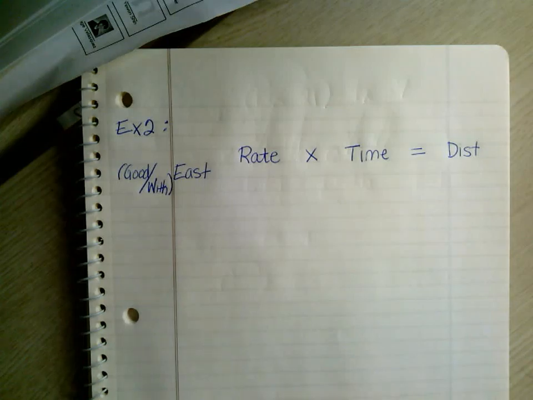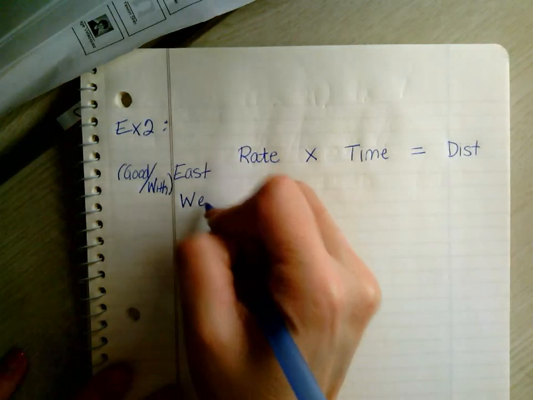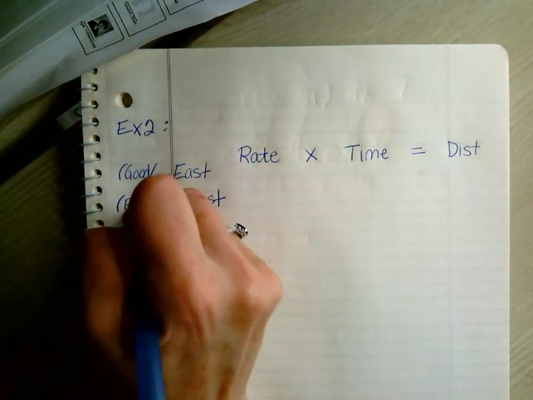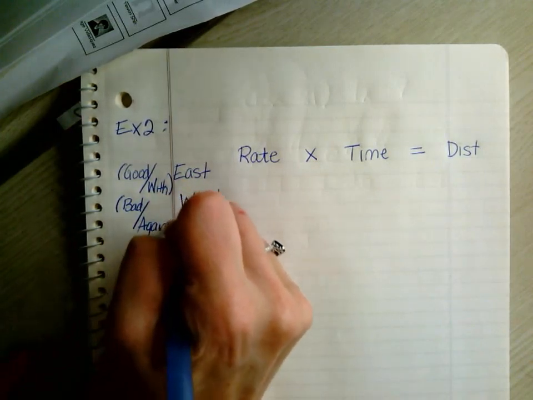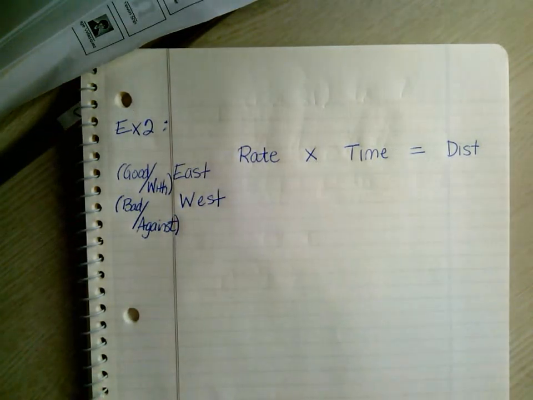In contrast, the westbound trip I'm going to call bad, because it is against the wind. If any of you soccer players ever had a soccer practice where you were running and the wind was blasting you in the face, you can feel the difference in your ability to run. That being said, we are still going to solve this like a system.